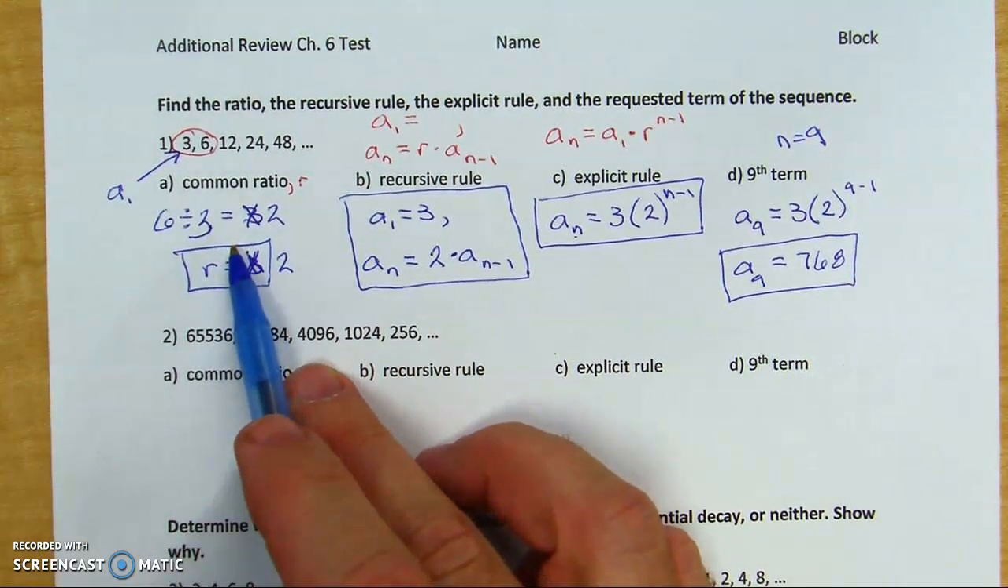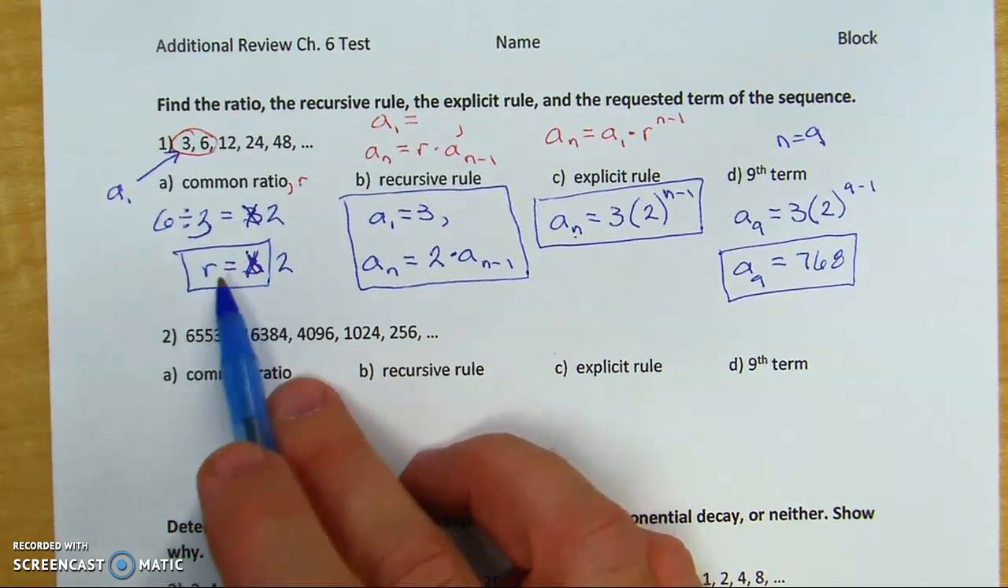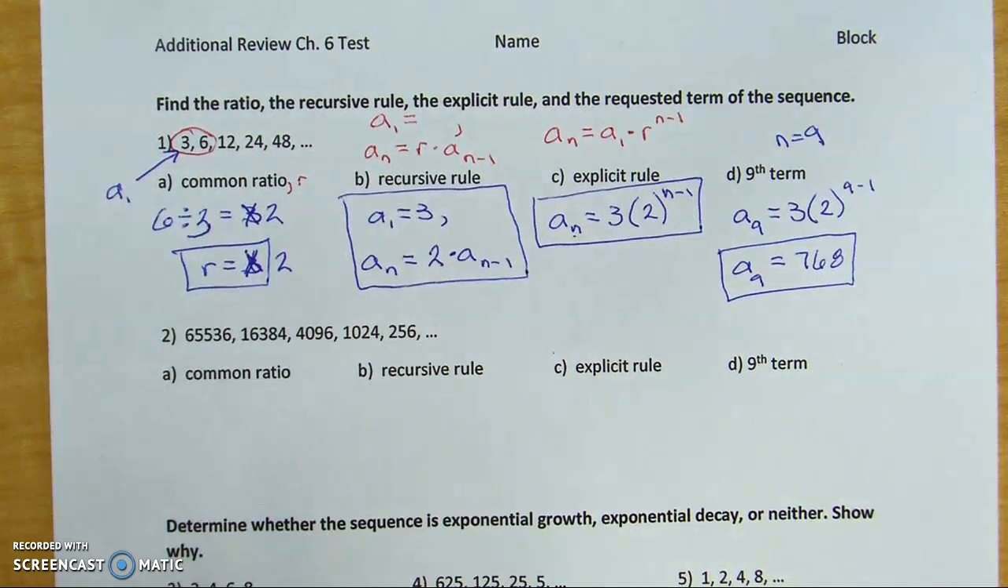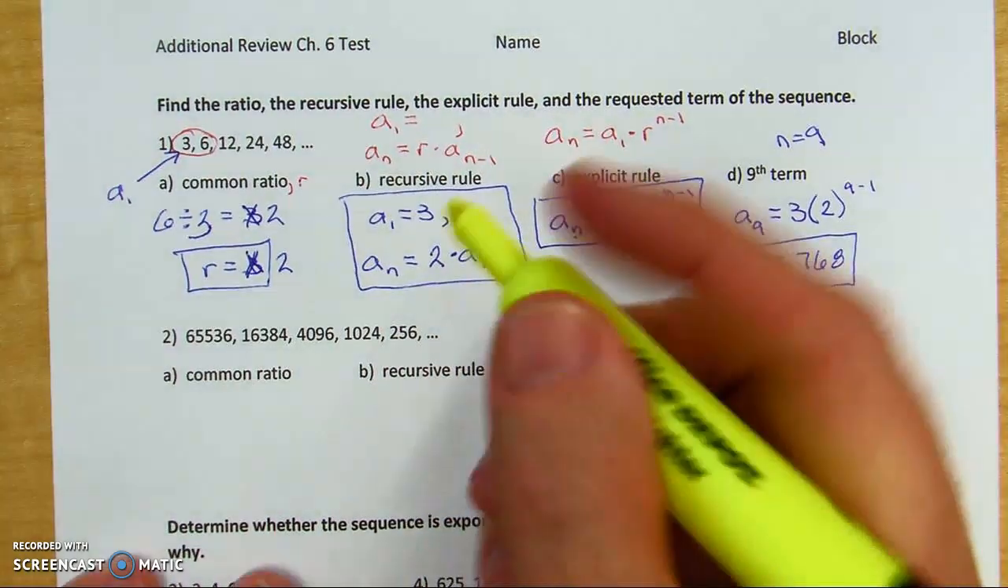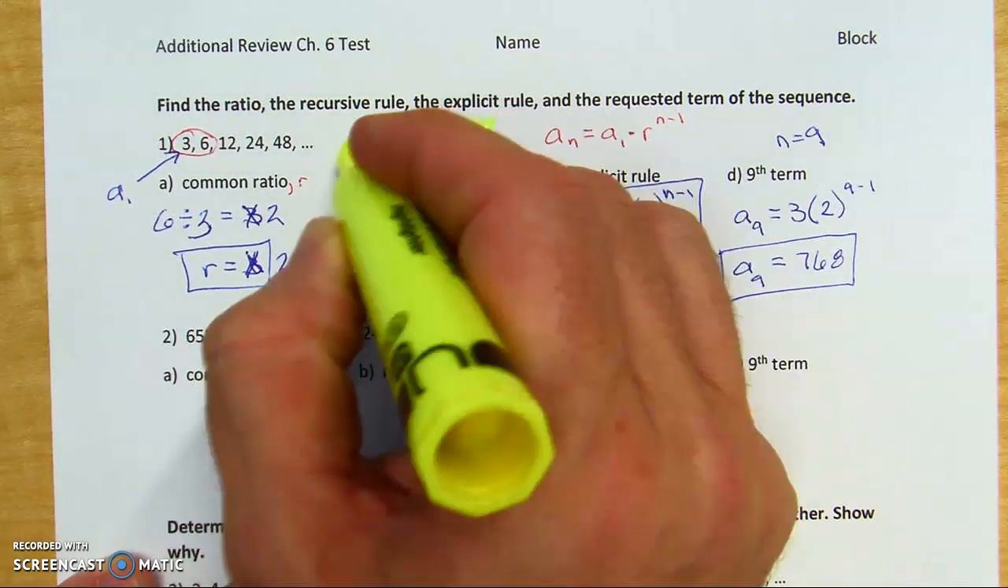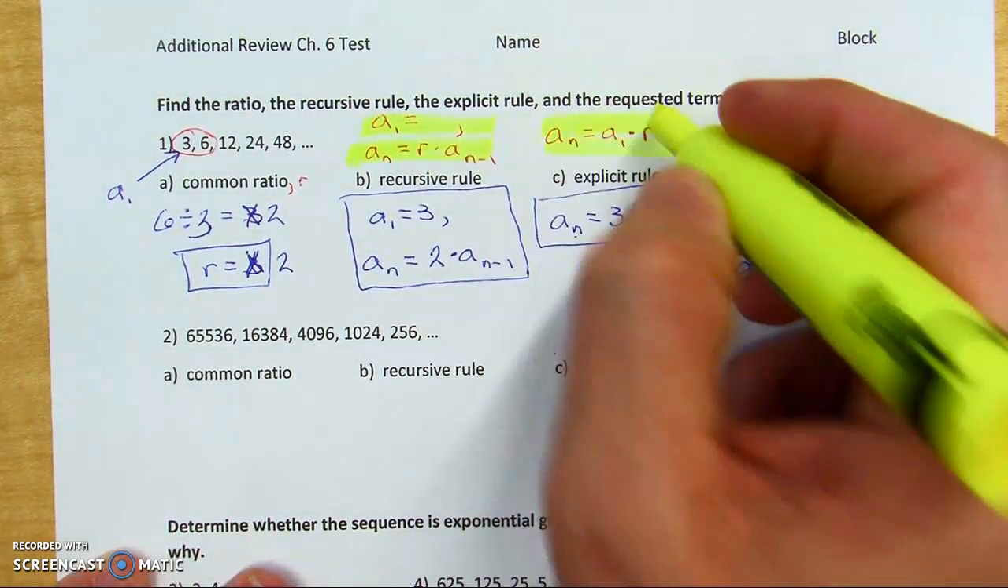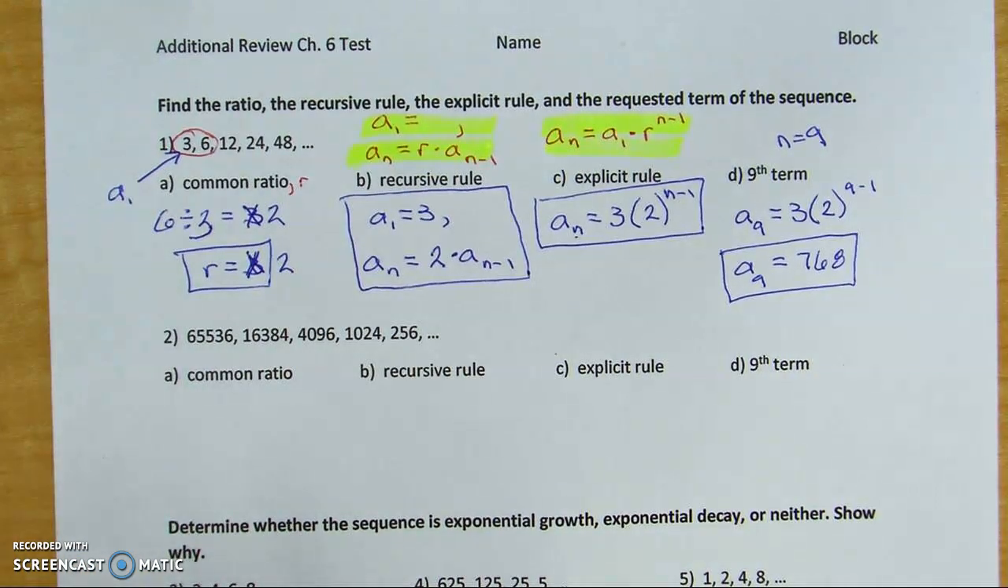Sorry again about this. Hopefully you didn't stop because you were wondering what the heck I was doing, but it should be 6 divided by 3 is 2. All right, we're going to do the same thing for the next one, and I'm just going to highlight this area up here because I'm going to use these again for number 2.